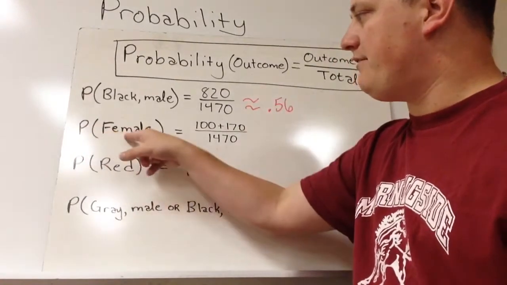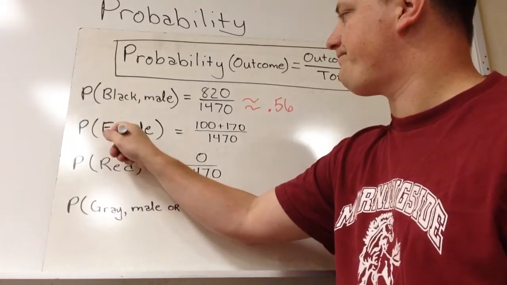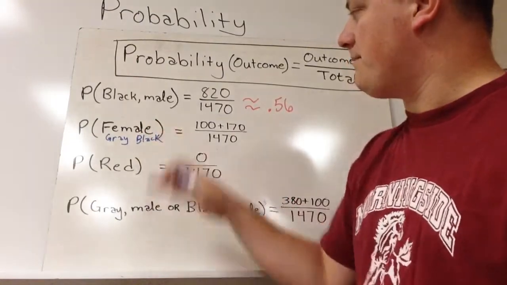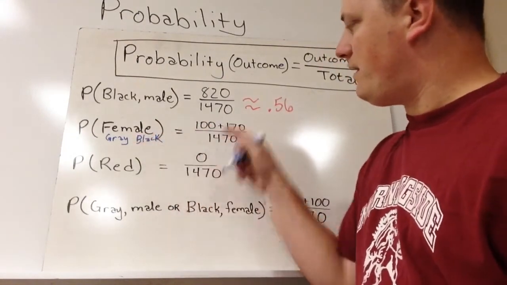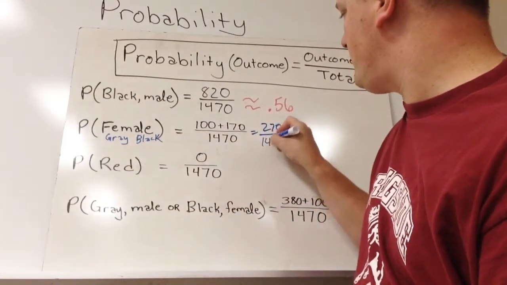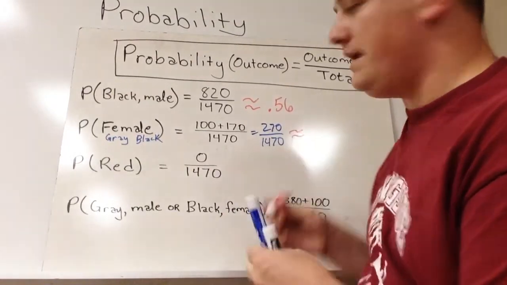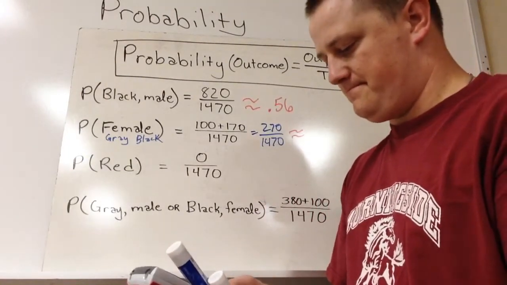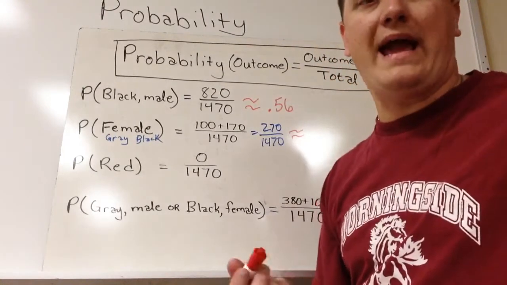Then we can also do some other variations. So probability of a female. Well, there were two types of female. There were gray and black females. So we need to look at both of them. So what I have here is the black were 100, the gray were 170. So this is 270 over 1470, and we can turn that into a decimal. That is about 0.18.